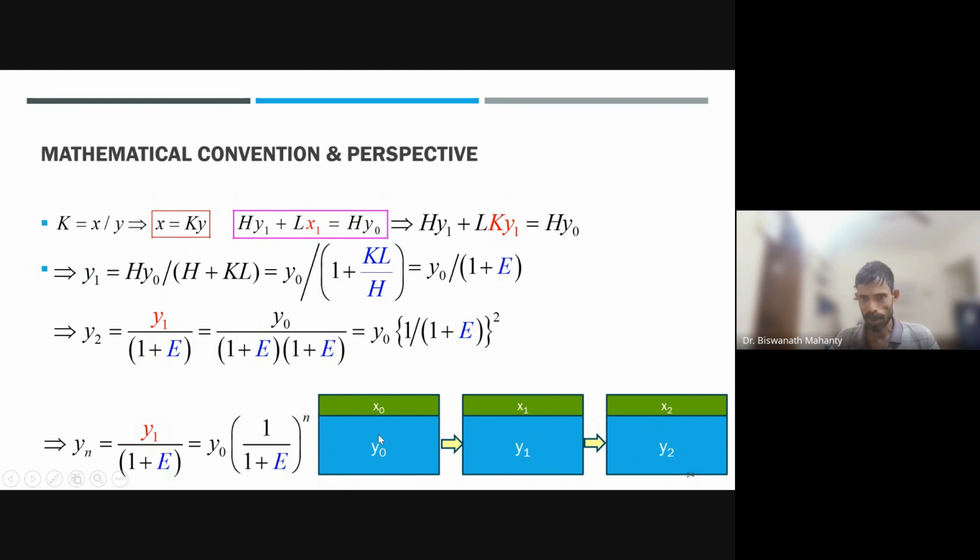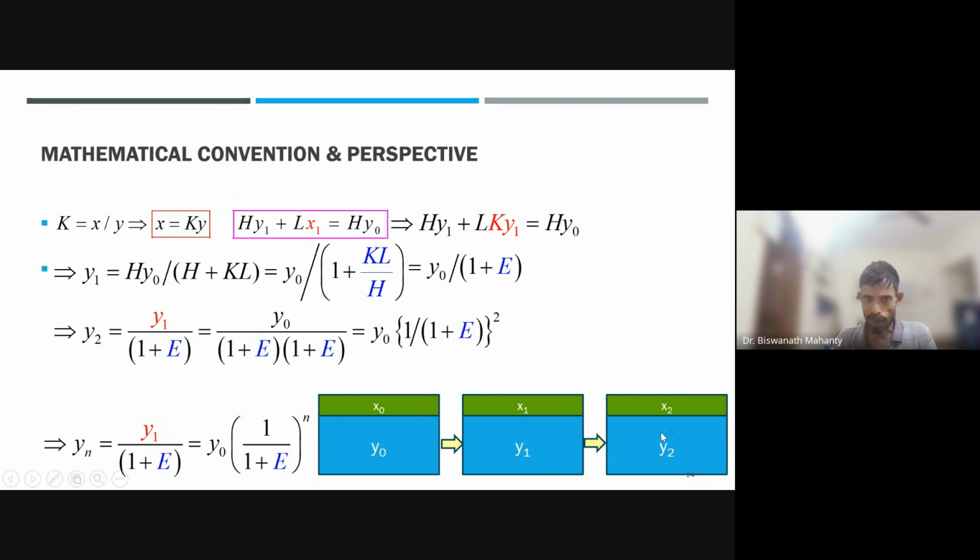So essentially volume is H, because volume remains unchanged for the heavy phase. Similarly, we say the light phase also like that. So I can say Hy plus Lx1 equal to Hy0. So we substitute this X as Ky. Ky means at the first stage, we can have Ky1 after partitioning. So we can say Hy1 plus Lky1 equal to Hy0. So y1 is essentially, we can rearrange it and it becomes y0 divided by 1 plus kL by H. So basically y0 divided by 1 plus E.